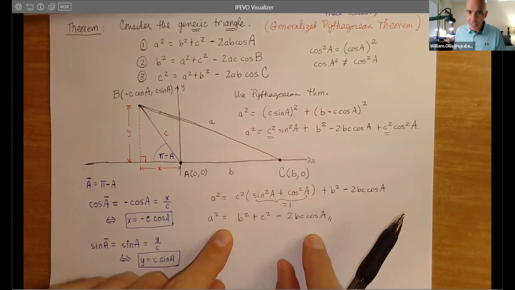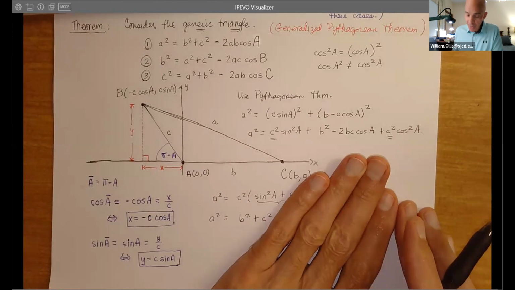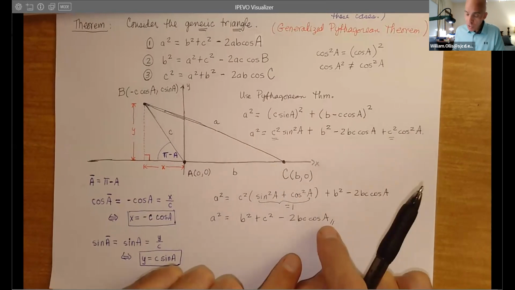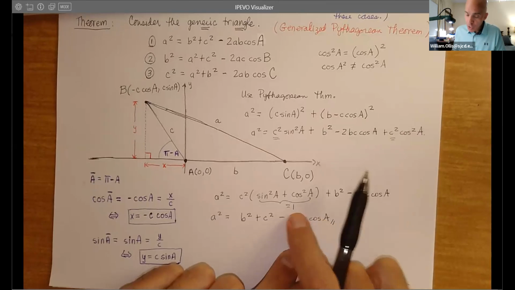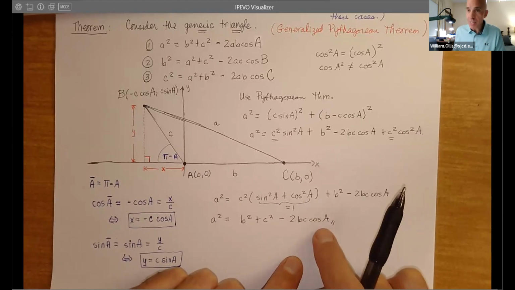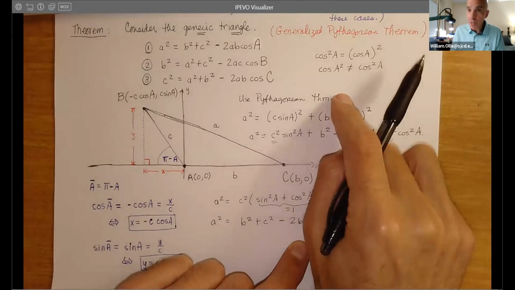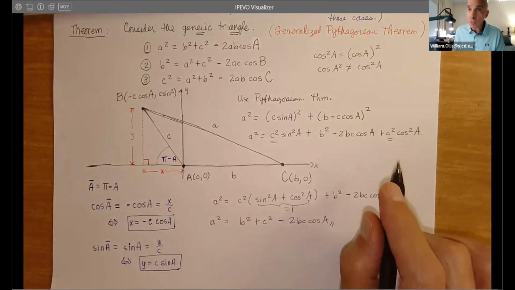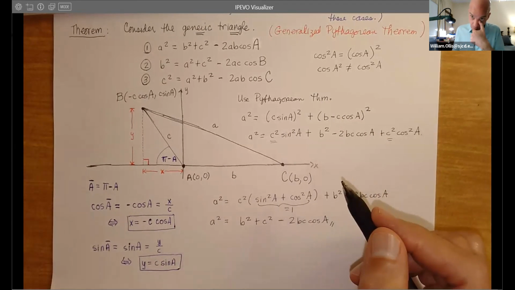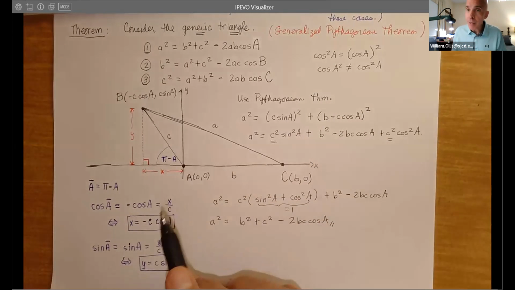So now we see that we do have the generalization of the Pythagorean theorem. This is basically the Pythagorean theorem. And of course, if A is a right angle, this term is 0 because cosine of 90 degrees or cosine of pi over 2 is identically 0. So this reduces to the Pythagorean theorem. So this indeed is a generalization of it. So again, it must be a pretty good result because it makes this theorem even better.